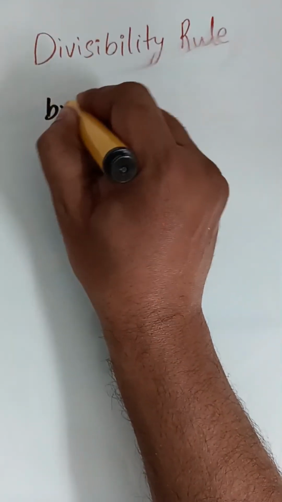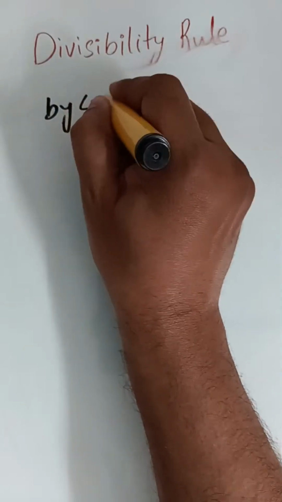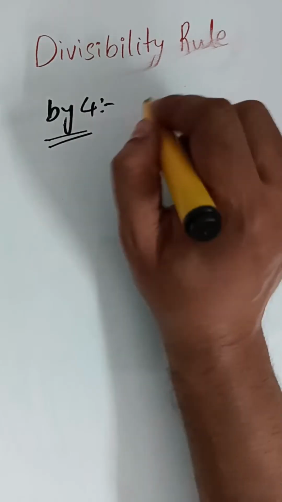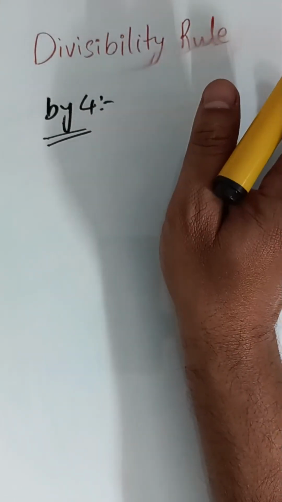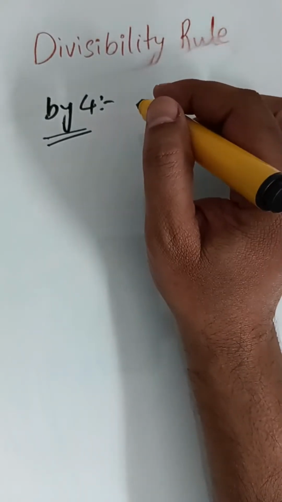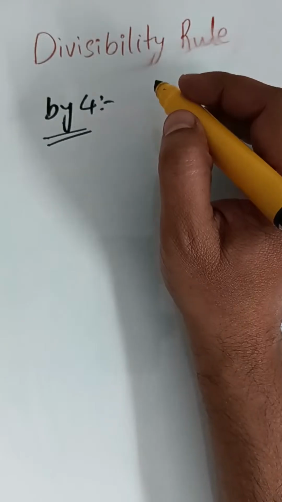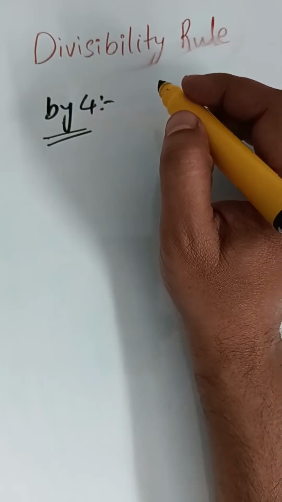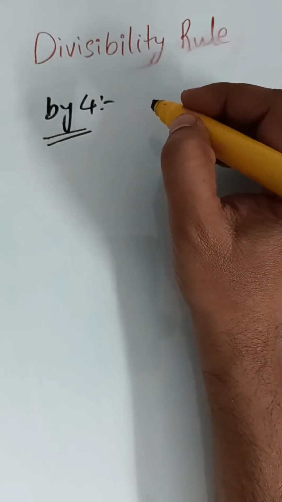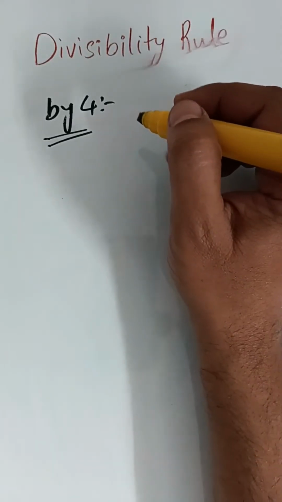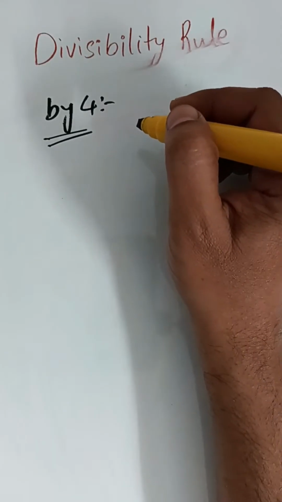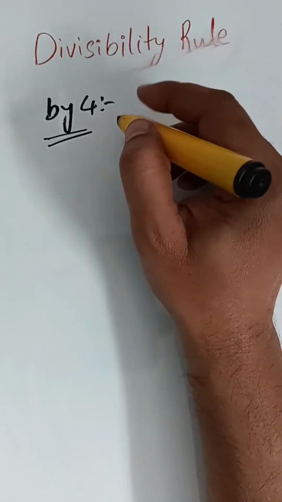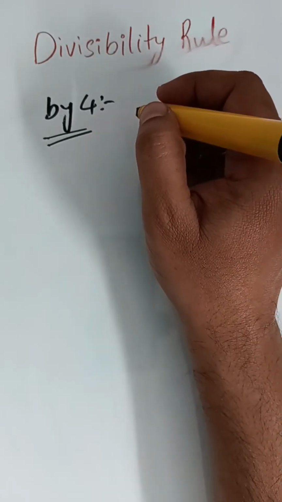Divisibility by 4 now. Okay. Now what we saw in 2: the units place is 0, 2, 4, 6 or 8. Okay. In this rule, a number is divisible by 4 only if its last two digits, meaning the units place and the tens place digits, form a number divisible by 4.